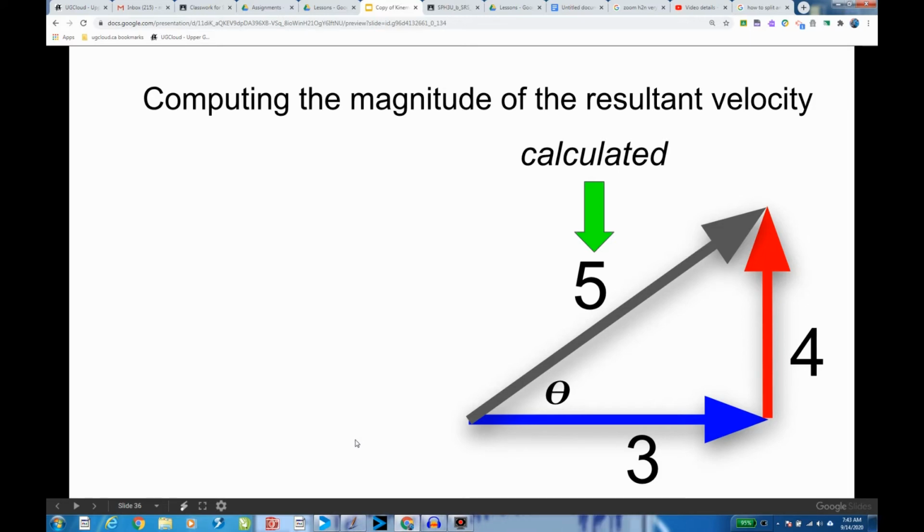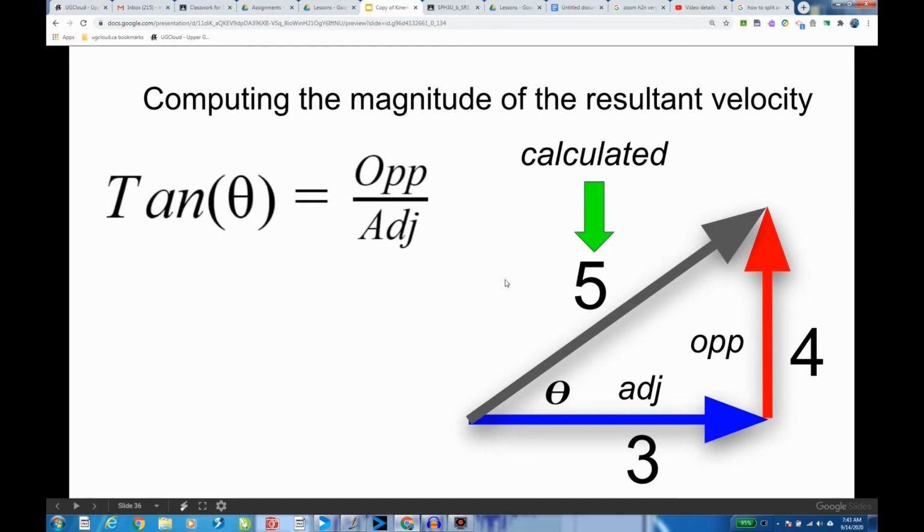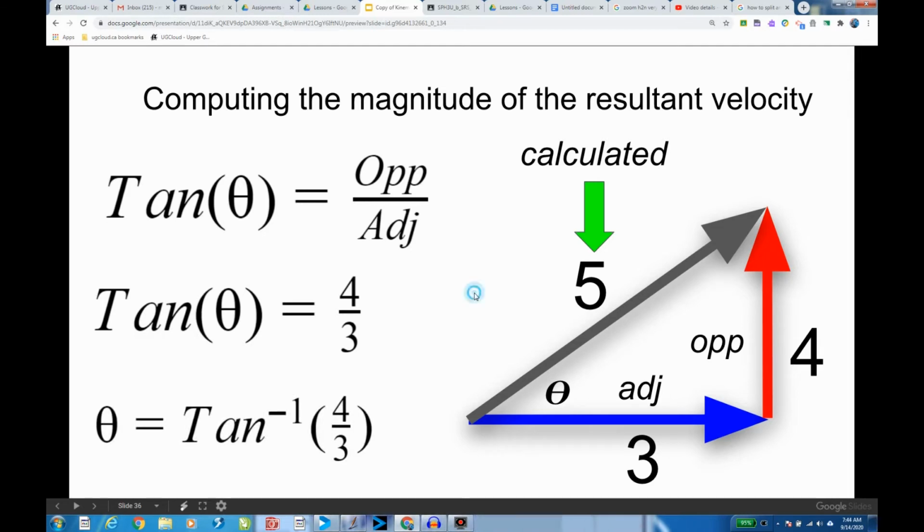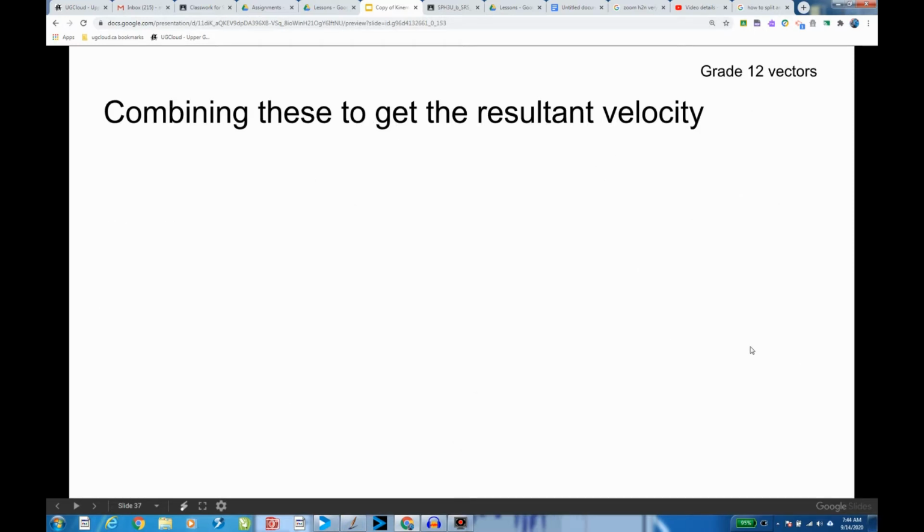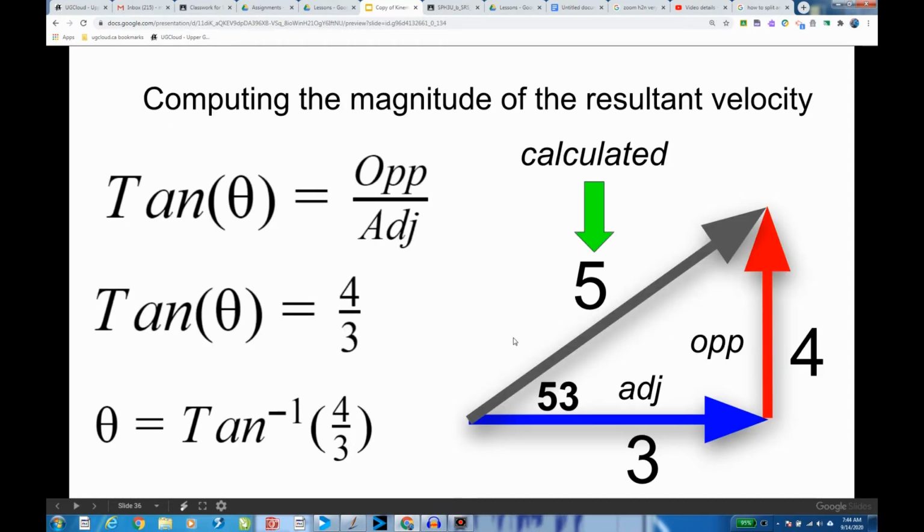This 5 is calculated. This means you could have made a mistake. When you want to use trig to calculate the angle, I would avoid using one of the calculated sides, because if you made a mistake with that number, you're going to have a mistaken angle as well. That means tangent is your best option. And you'll get a 53-degree angle, which makes sense because the triangle is a little higher than it is wide.